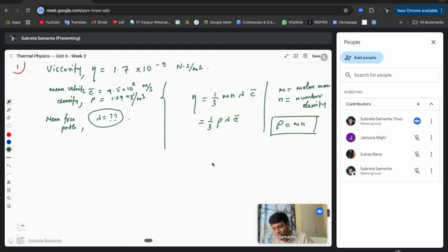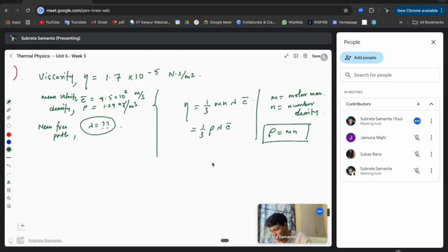Now which quantities are given? The value of eta is given, the value of C average is given, the value of rho is given. You have to calculate lambda. So now let's calculate lambda. Lambda equals 3 times eta over rho times C average, or the C mean.